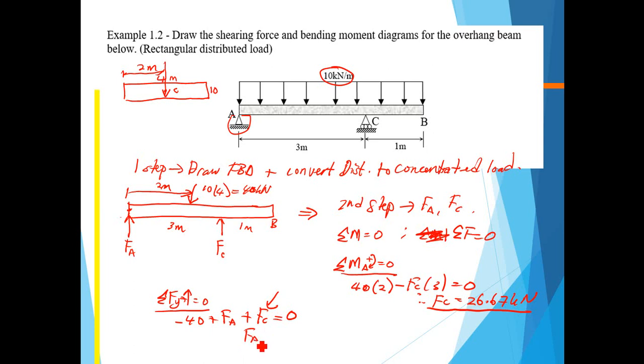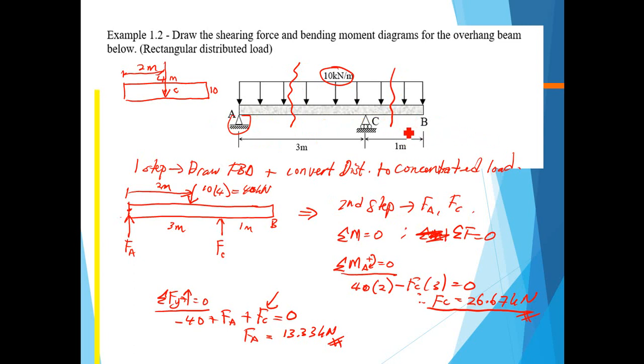So Fa is equal to 13.33 kilonewton. Okay, so now we finish at step 2, which is determine the reaction force. Now we proceed with step number 3, which is analyzing for each section. So for this case we have two sections, which are AC and also CB. So we will analyze these sections.